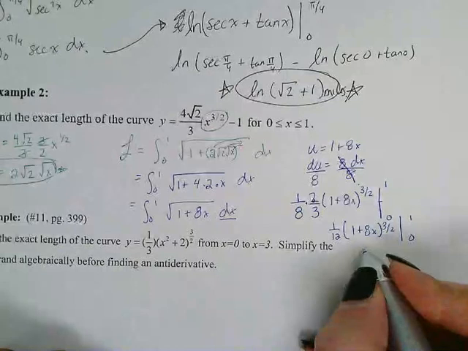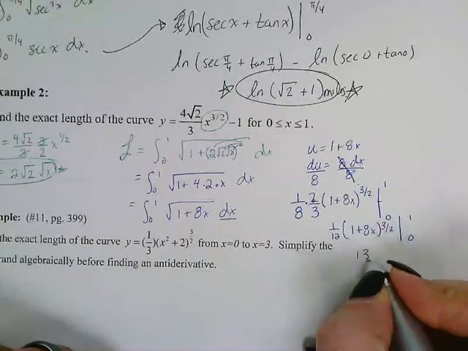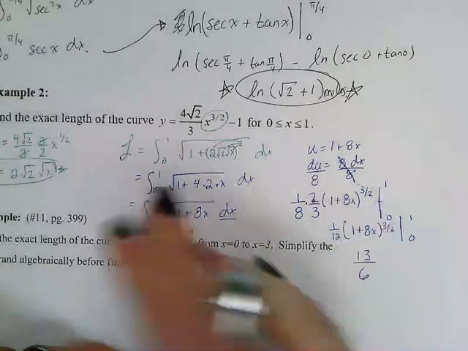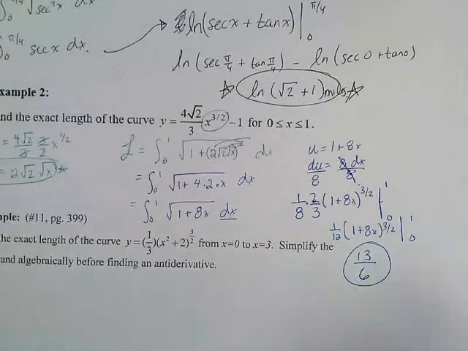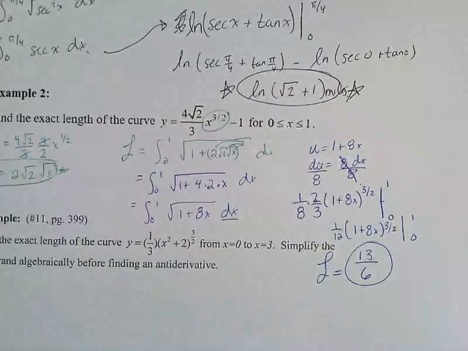Alright, I'll let you guys finish up the algebra, but your final answer is going to be 13 over 6. There's no units here, so that's just going to be our answer, 13 over 6. That's the length of the arc, 13 over 6.